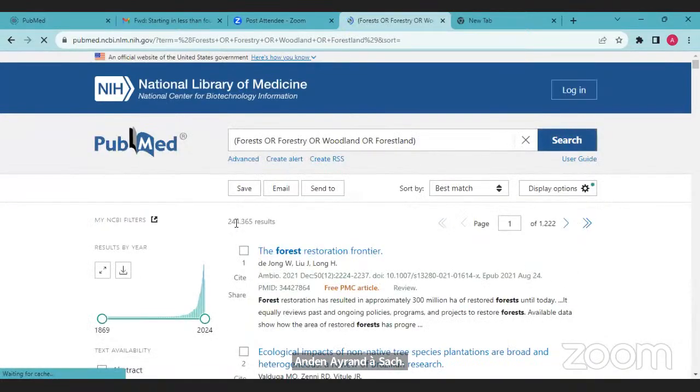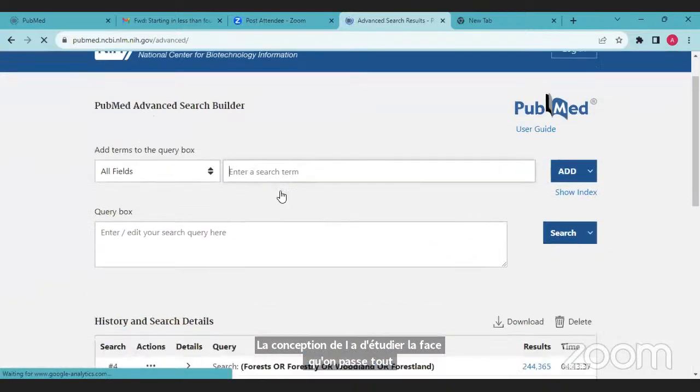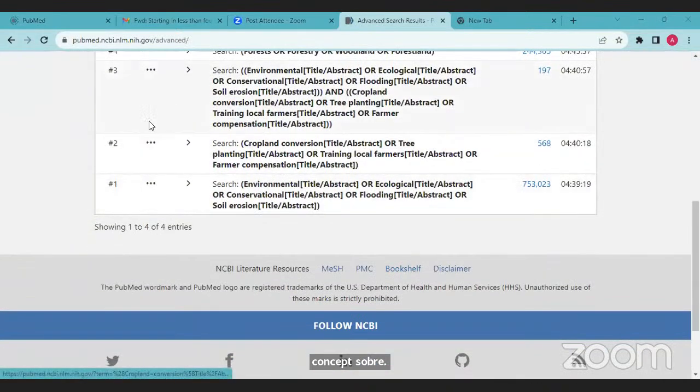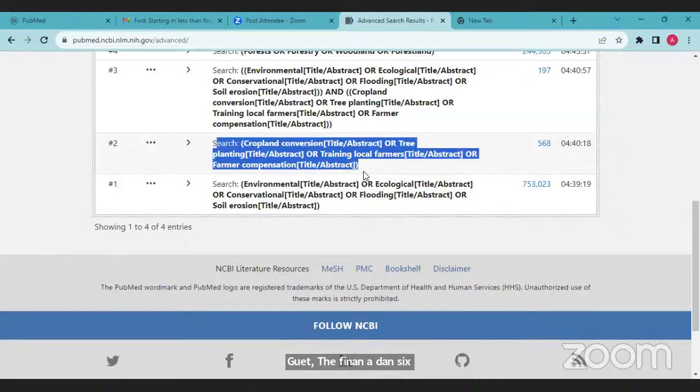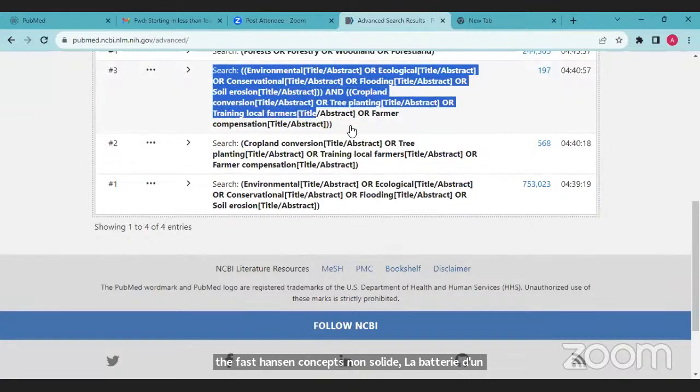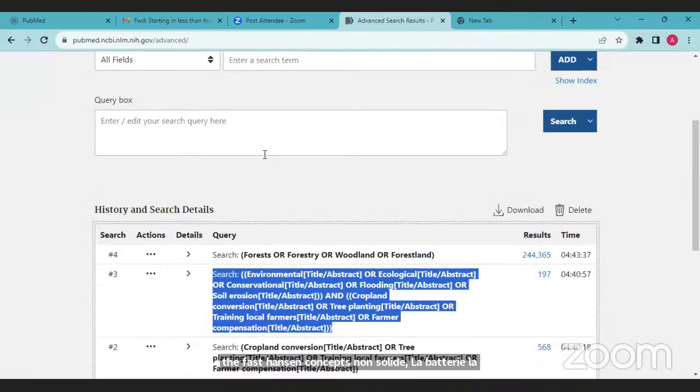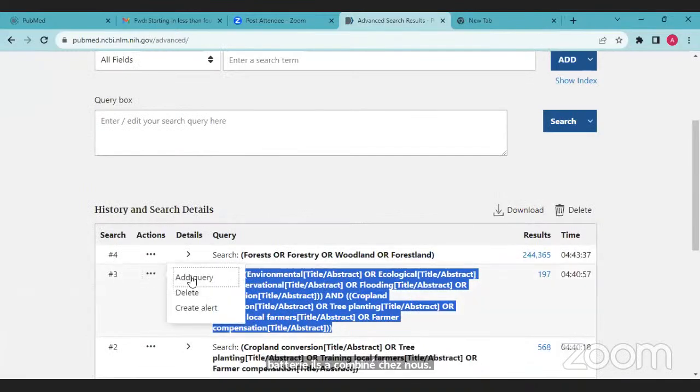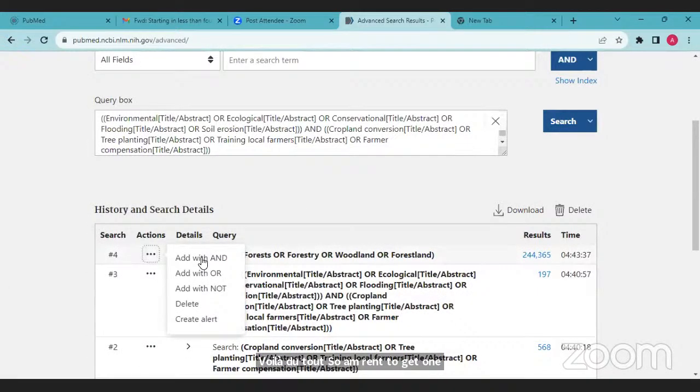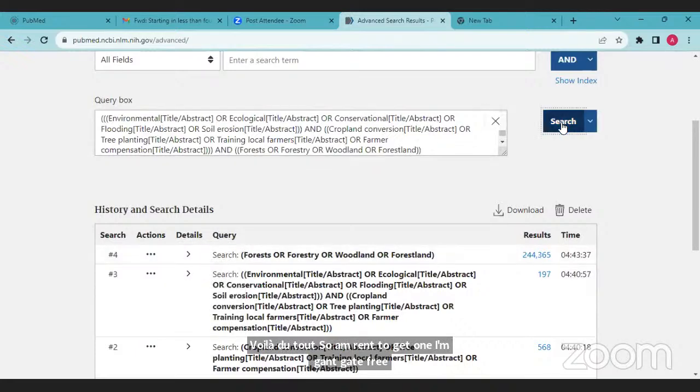It has given me 244,000. And then now I go back and add the concept for forestry. I add it to the other first 2 concepts. So go back to advanced, get the 568. This is a combination of the first and second concepts. No, sorry, number 3. Number 3 is a combination of 1 and 2. So I'm going to get 1, I'm going to get 3, add it to the query, and add the other concept, and I run the search.